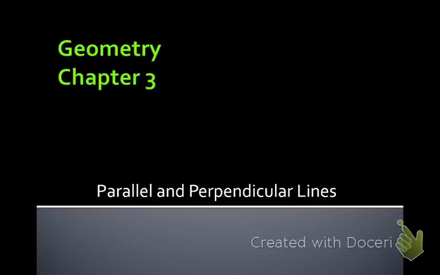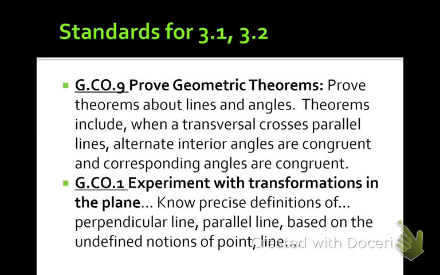So we are on to chapter 3. I'm going to talk about parallel and perpendicular lines. Some of this stuff will be reviewed from Algebra 1, but we'll put our geometry spin on it as well. Today we'll talk about identifying different lines, parallel, perpendicular, skew, that kind of thing, angles created by some lines, and then we'll talk about when these angles are created by parallel lines.